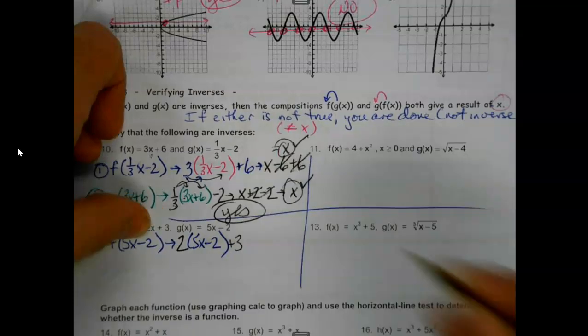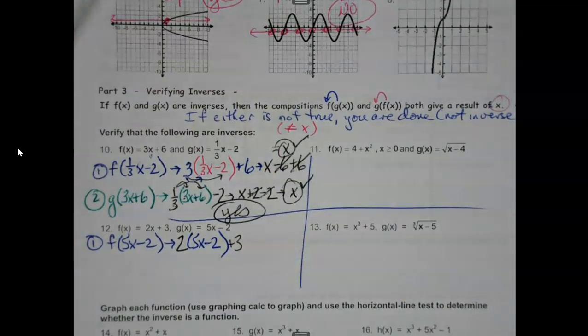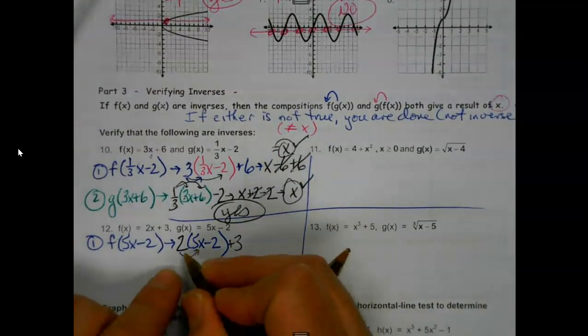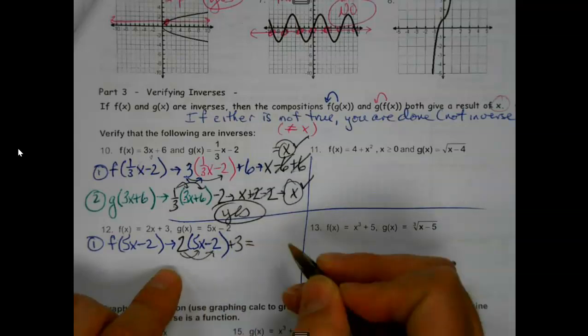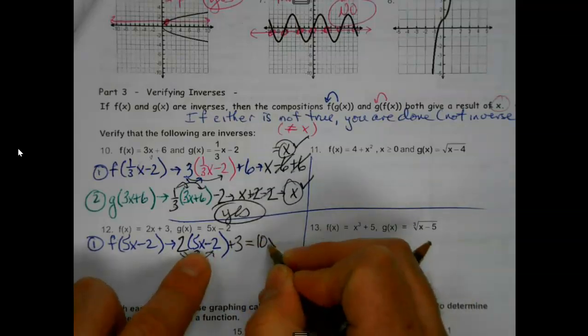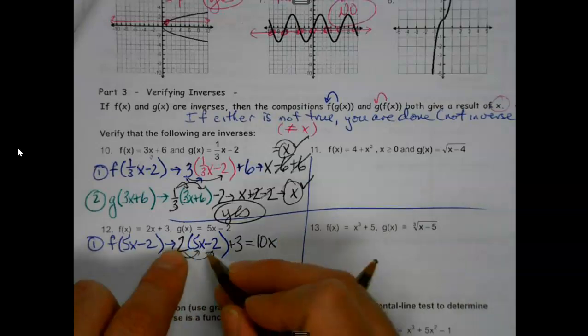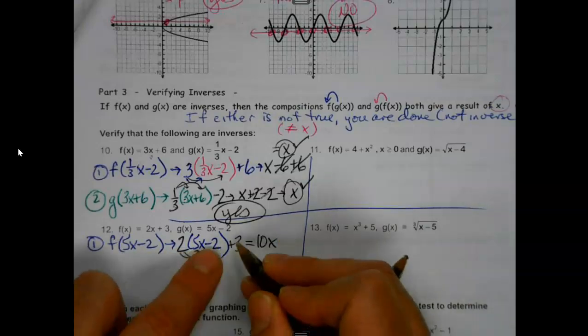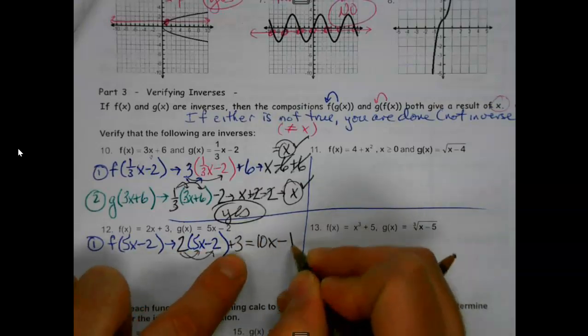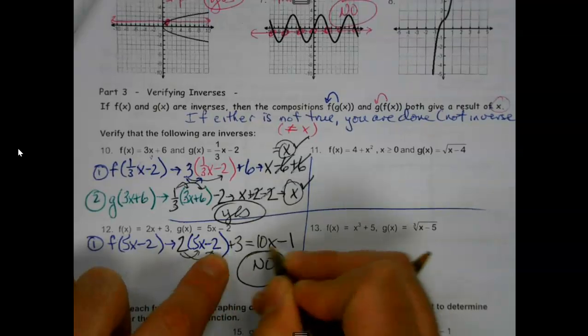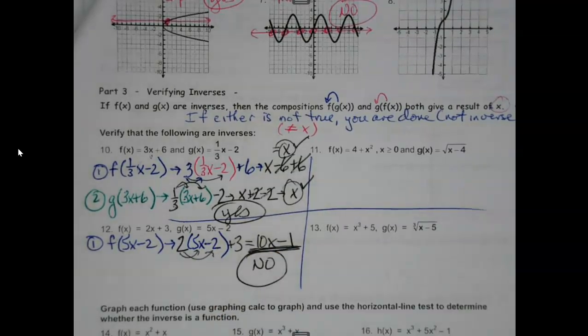And so we get that plugged in. A little distributing action here. So we got 10x. 2 times negative 2 is negative 4. Plus 3 is negative 1. That does not equal plain old x. You're done. No g of f of x, because we're already done.